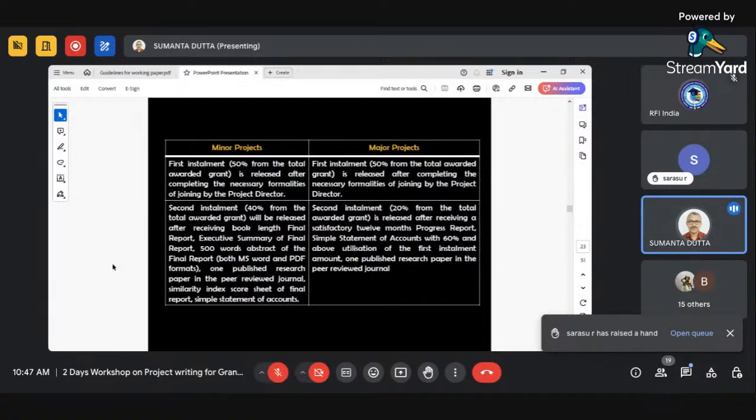in case of a minor journal, not Scopus, or in APTC JX, at least one paper published in a peer reviewed journal, then you are getting a second installment, which is 20% of the total budget that you have received.